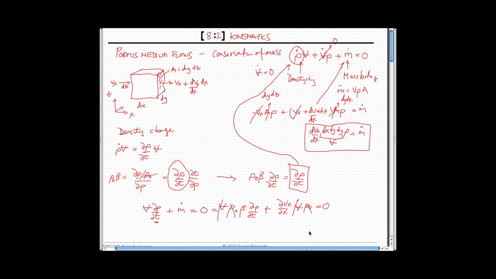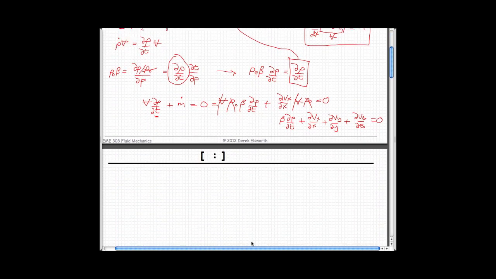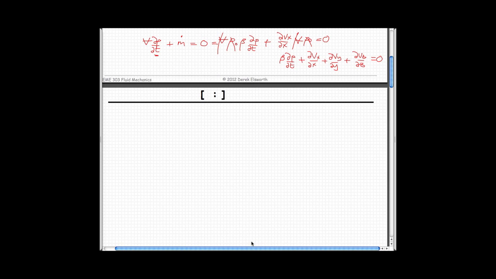And the final expression I have is some compressibility term, some change in pressure with time, plus change in velocity in the x direction with x, equal to 0. So we've done it in one dimension, but you could do the same thing in the other directions as well. And so what would happen if you did that, you'd end up with change in velocity in the y direction with y, and change in the velocity in the z direction with z. And so that's the fundamental expression that allows you basically to write the equations of mass balance.